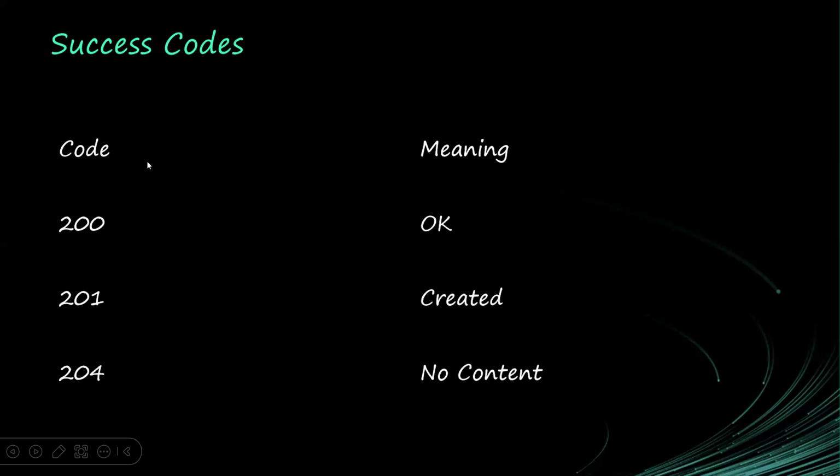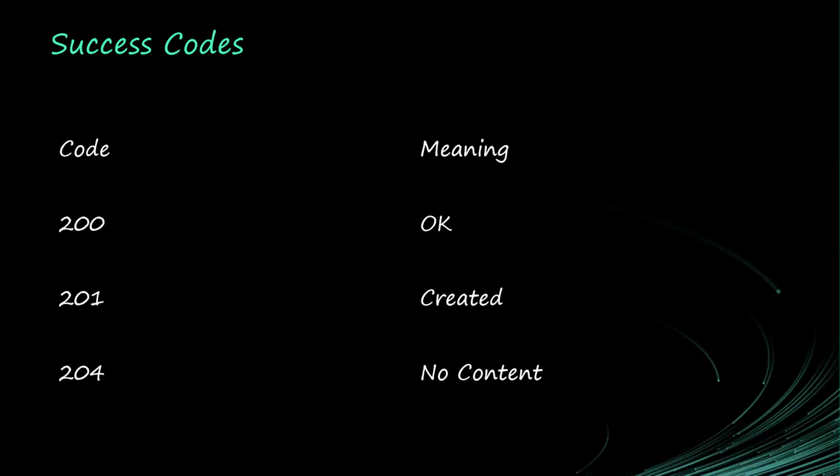So we have a couple of them. We have the 200 codes, success codes. If you get a response in the range of 200, 201, 204, all the 200s, up to maybe 299, that means it was successful. All right, so 200 means okay. Your request was okay, nothing was wrong about it.